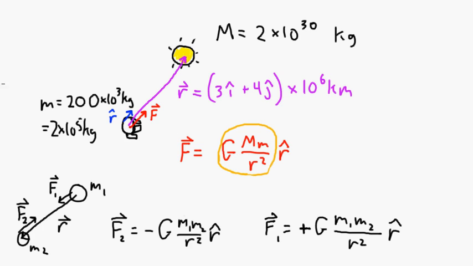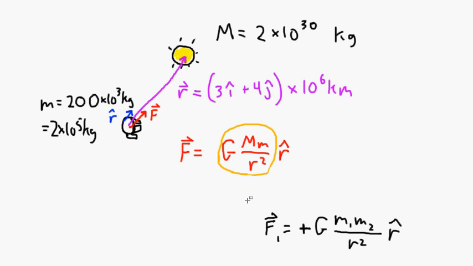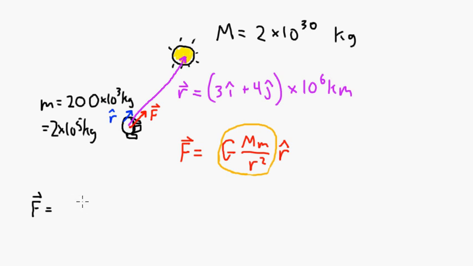Okay, so now that we've settled that, we want to actually evaluate this. Let me get rid of all this down here because it's just going to take up space. F equals G, which is 6.67 times 10 to the negative 11. We're going to do everything in newtons, meters, and kilograms, so if something doesn't come in one of these, we're going to have to convert it.